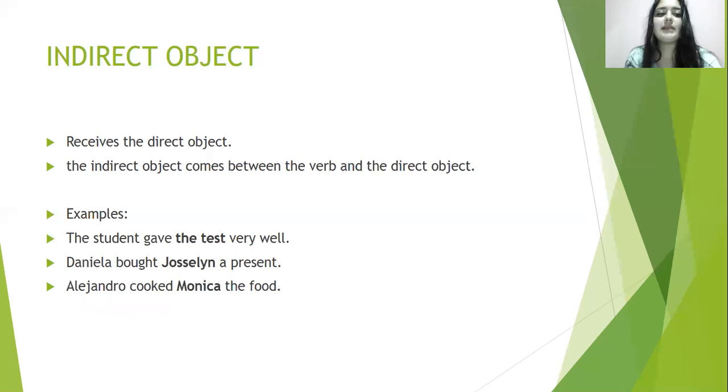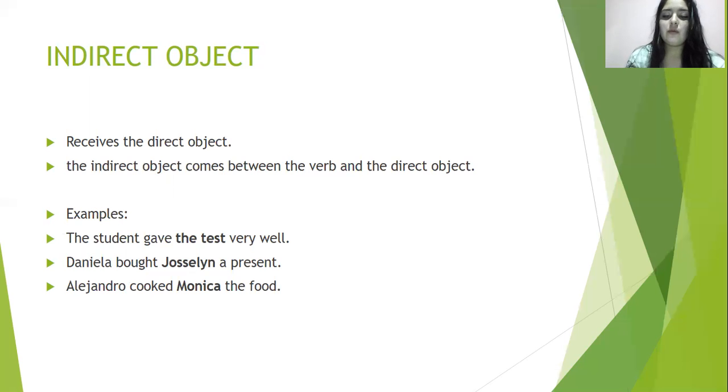I have some examples. The first example is, the student gave the test very well. In this case, the direct object is the test. The second example is, Daniela bought Jocelyn a present. In this example, the indirect object is Jocelyn. The last example is, Alejandro cooked Monica the food. In this case, the indirect object is Monica.